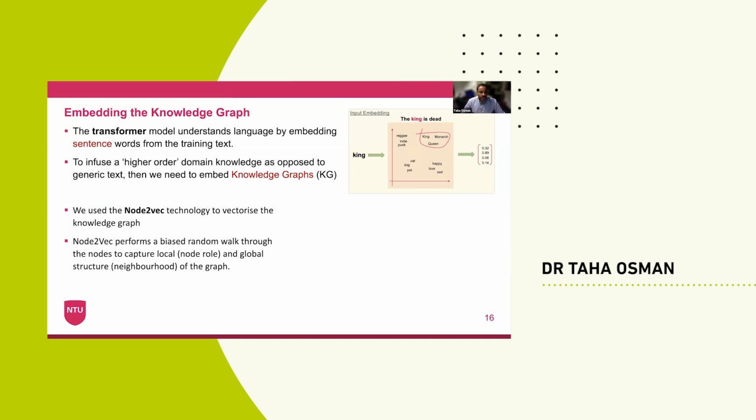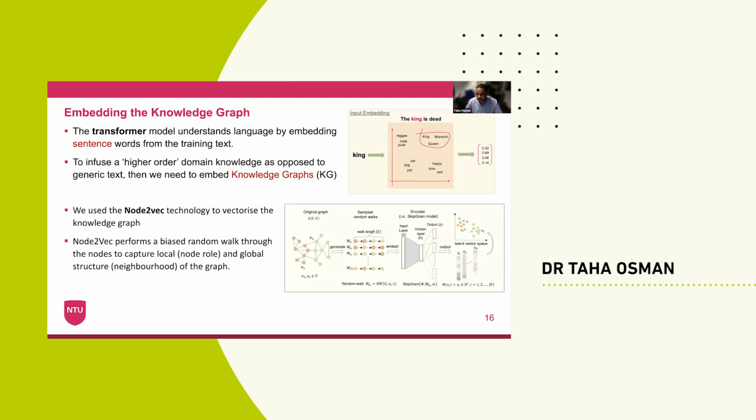So node-to-vec was used to perform a biased random walk through the nodes to capture the local and global structure, to capture the structure of the graph, and give us a numerical representation of the knowledge graph. Okay, so this is an illustration of how that was done. Not going to go into the mathematics of it.